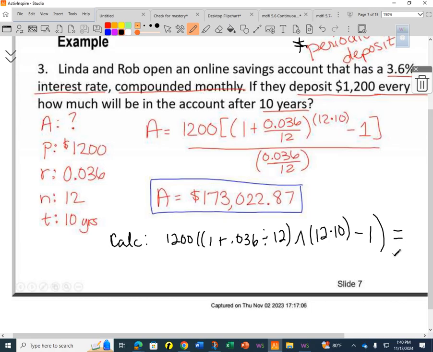And equal. Now that's the numerator. And we're going to divide by, that big fraction mark means to divide. Less parentheses, 0.036. Divide by 12. Right parentheses and equal. You're going to round to the nearest cent, right? Because it's money. So how would you read this?